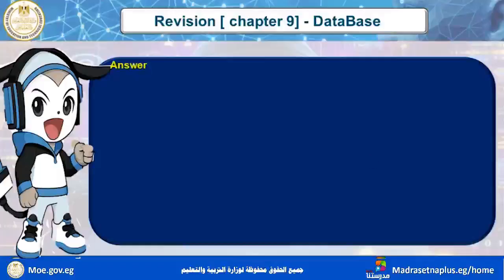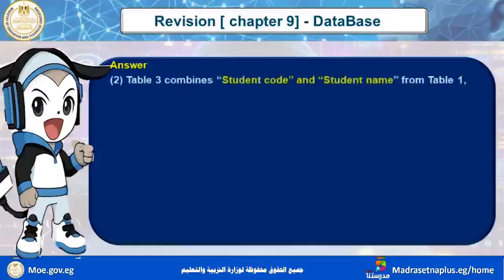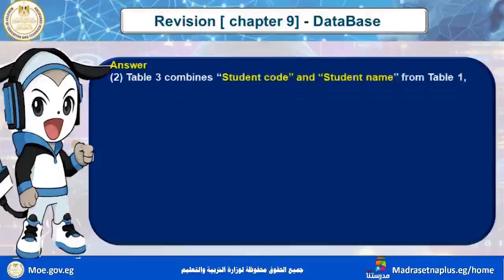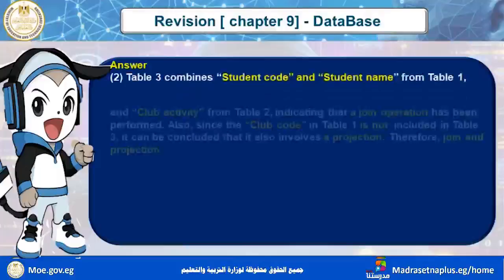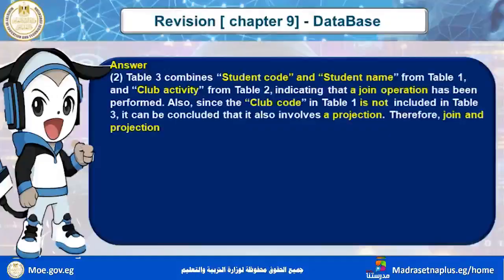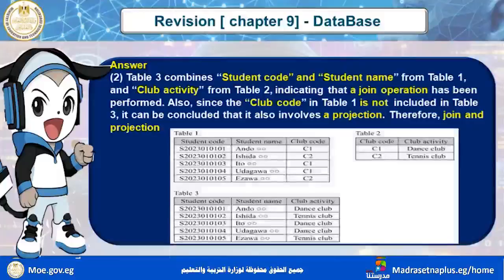So, let's have a look at the answer. Table 3 combines the student code and student name from table 1 and club activity from table 2, including a join operation between two tables. Since club code in table 1 is not included in table 3, it can be concluded that it involves a projection, therefore join and projection. We have here two operations, join and projection.